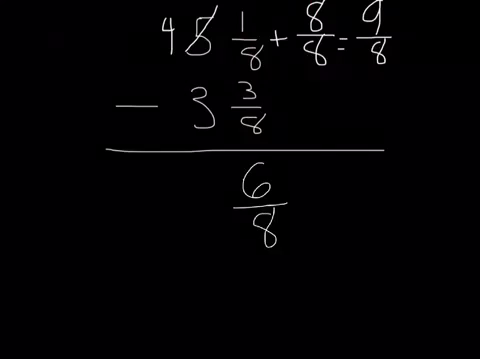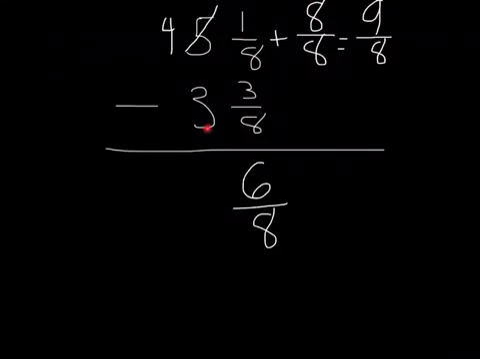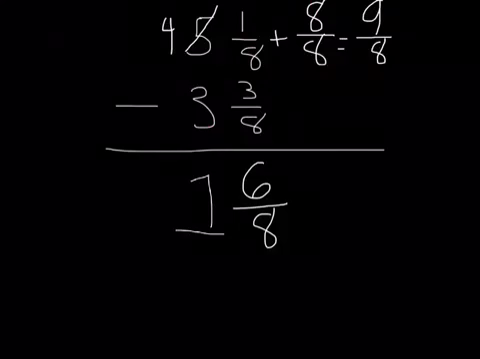Okay, so now I'm going to subtract my whole numbers. 4 take away 3 is 1. And my answer is 1 6/8. Can you check it? Absolutely. You can add 1 6/8 plus 3 3/8, and you end up with 4 9/8. And 9 is bigger than 8, so it ends up being 5 1/8.